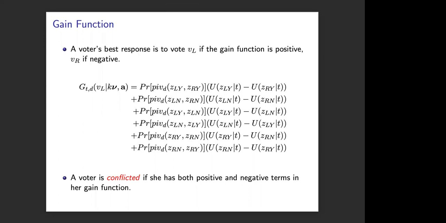Now, a voter's best response is to vote. He's got a gain function, and they want to vote for the left party if this gain function is positive, and for the right party if it's negative. And so this is just going to be the utility differential in each particular case times the probability of being pivotal in that event. I told you there were 8 different pivotal events, but we were ignoring 2. So this is your gain function. Is it positive? Is it negative? That'll tell you how to vote. And a voter is going to be conflicted if they've got positive and negative elements to this function. So they like one candidate in one scenario and the other in a different scenario.